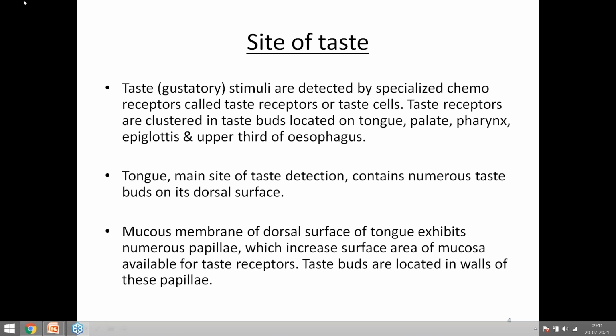It contains numerous taste buds on its dorsal surface. The mucous membrane of dorsal surface of tongue exhibits numerous papillae, which increase surface area of mucosa available for taste receptors. Taste buds are located in walls of these papillae.